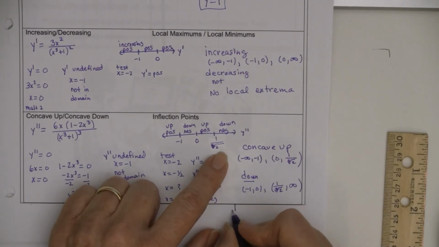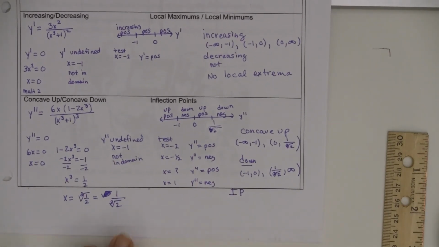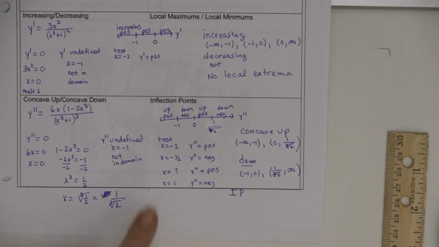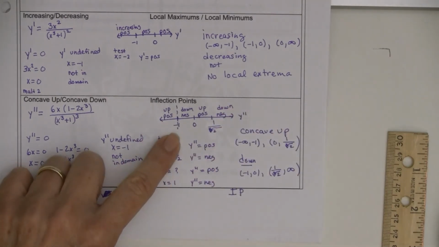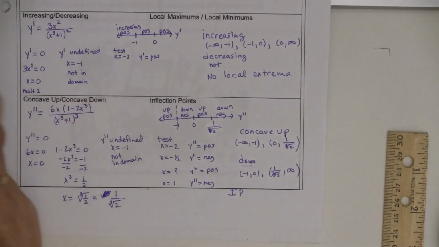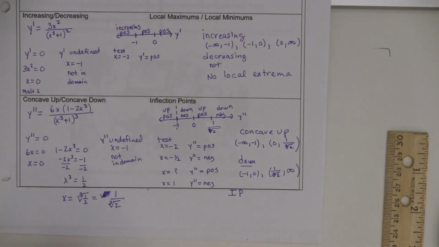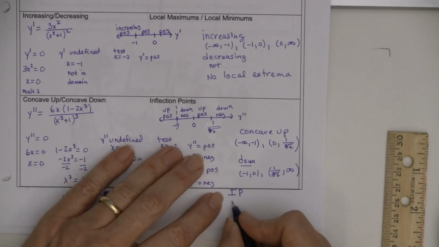And then where are our inflection points? I abbreviate inflection point IP. The negative 1 is not an inflection point, because remember that this was not in the domain. It was an asymptote. So it's not a point. And so we're going to have our inflection points at 0 and at 1 over the cube root of 2. We need to write them as an ordered pair.